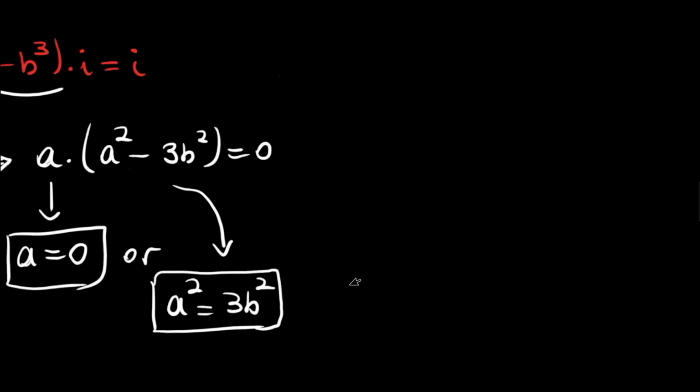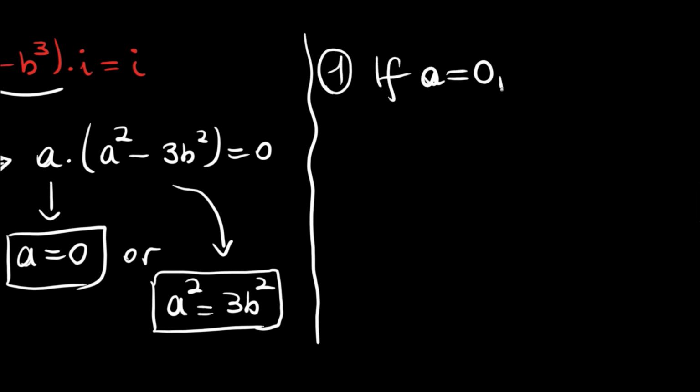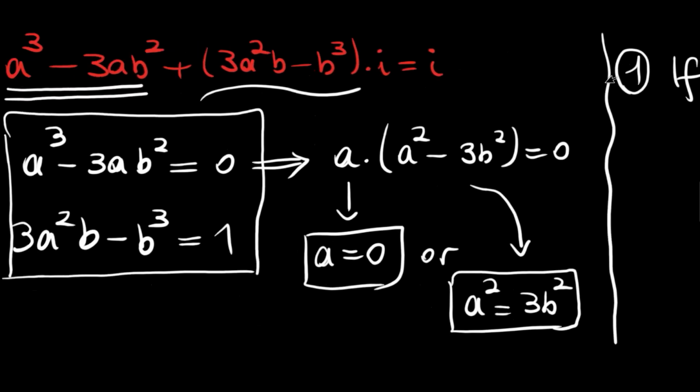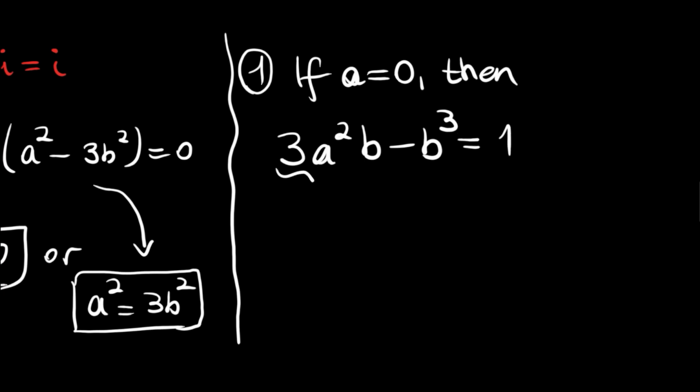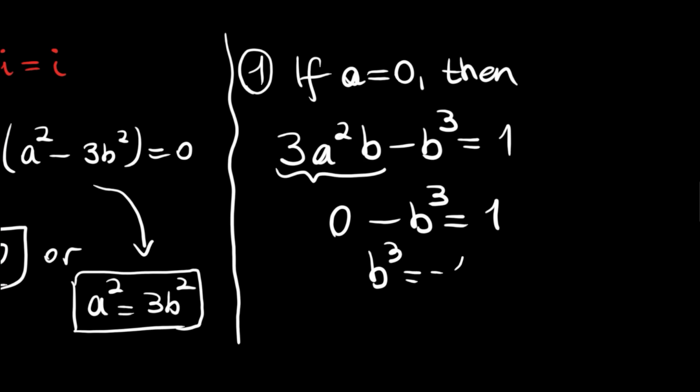Now the first condition is if a is equal to 0, then the second equation, 3a squared b minus b cubed, is equal to 1. So since a is equal to 0, this will be 0 minus b cubed is equal to 1. Then b cubed is equal to negative 1 and b is negative 1.